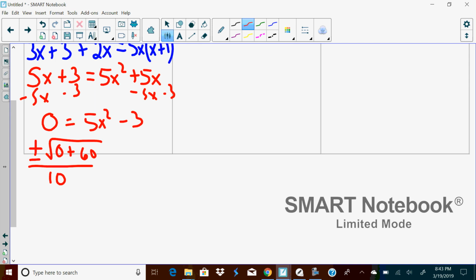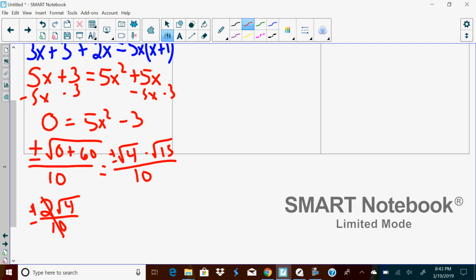So then 60, it's a square root of 60, so I can take a 4 out. So it really becomes the square root of 4 times the square root of 15, plus or minus, over 10. So it's 2, the square root of 15 over 10. Well, this reduces to the square root of 15 over 5. So then I end up with plus or minus the square root of 15 over 5. That's my final answer.